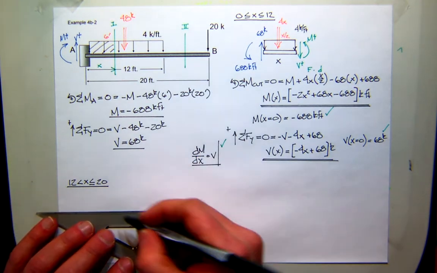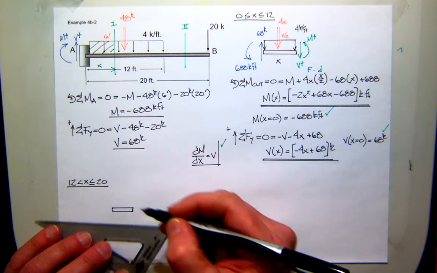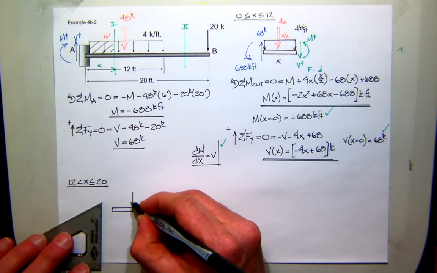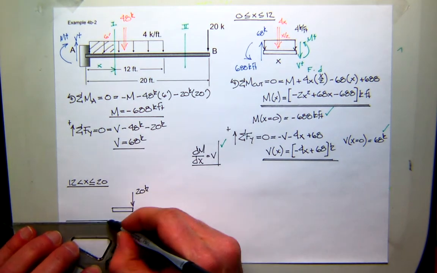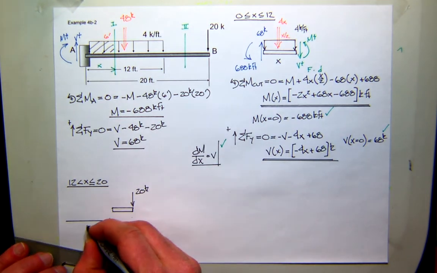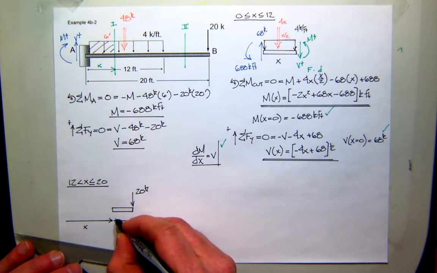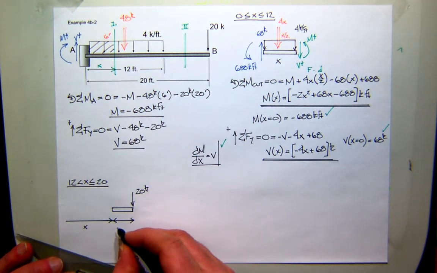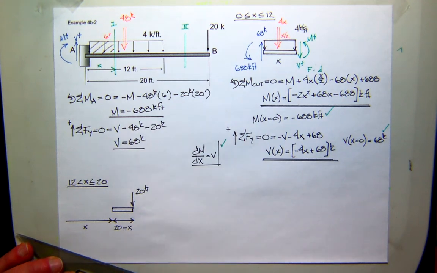So let's do that. I will draw a free body diagram of the right-hand side. There it is. 20 kips. Now the distance to that cut is still x. So what does the little piece of the free body have to be then? 20 minus x. Everybody see that?